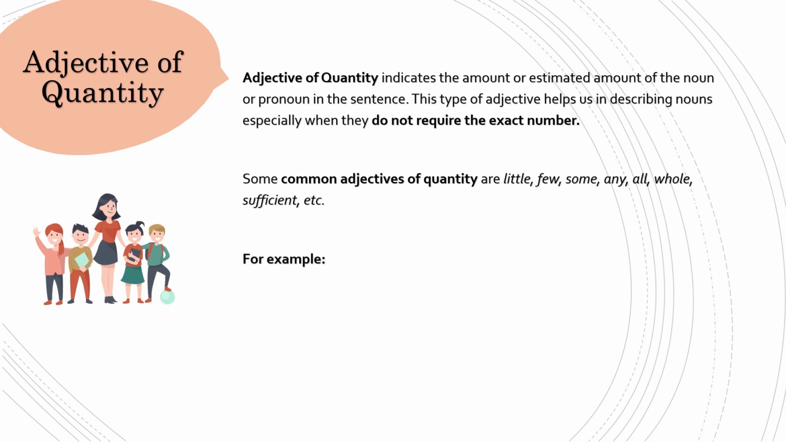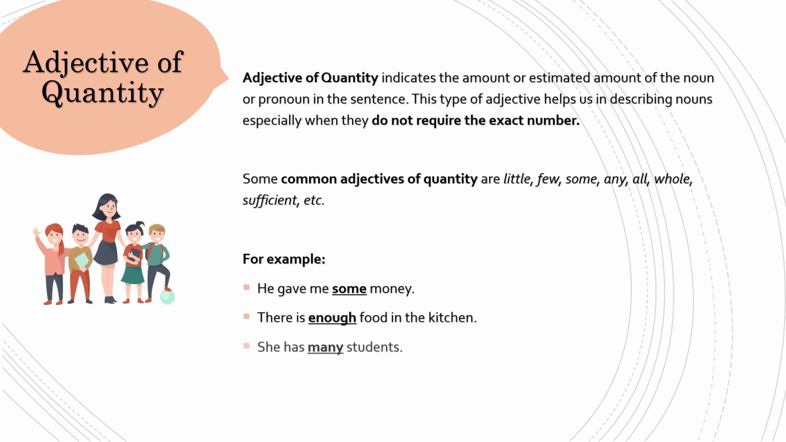For example, he gave me some money. There is enough food in the kitchen. She has many students. Workers have completed most of their work.